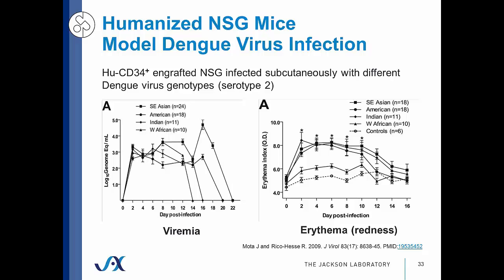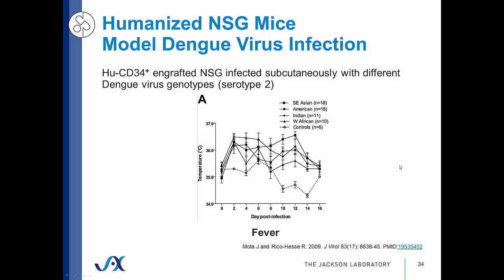So they infected CD34 NSG mice subcutaneously with 4 different dengue virus genotypes and looked at 4 different clinical parameters. And so when they looked at viremia in the blood, they see high levels of viremia for all of the genotypes that were administered, indicating that NSG mice are capable of supporting infection. They also looked at erythema or redness, and they see much higher degrees of redness for the dengue virus infected mice as compared to the control. They also saw higher levels of fever or body temperature, and you can see this spike in body temperature post-infection as compared to the control.